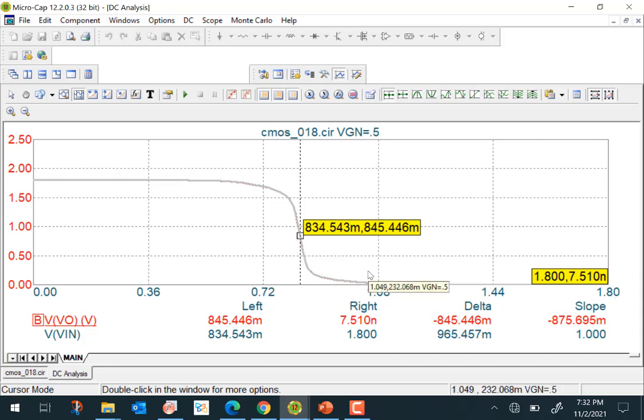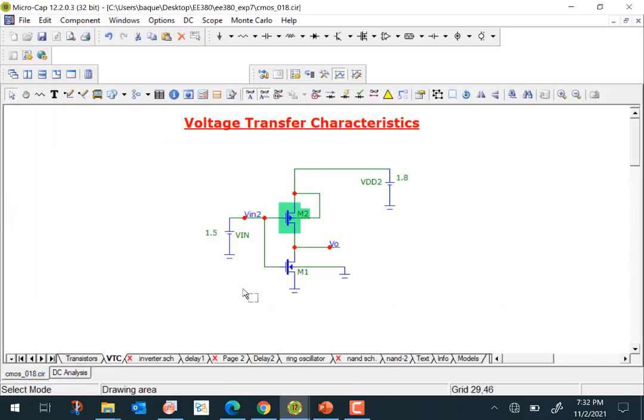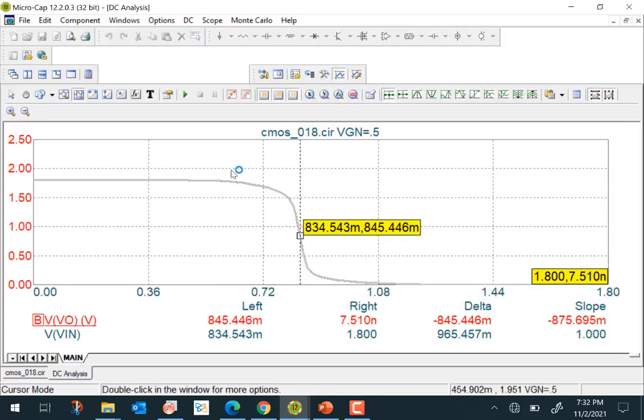So this is the VTC, and what you can do is explore it. For example, you could make the size of the PMOS the same as the size of the NMOS, or you could make the size of the PMOS 4 times the size of the NMOS, and you can see the impact of all those changes on the voltage transfer characteristics.